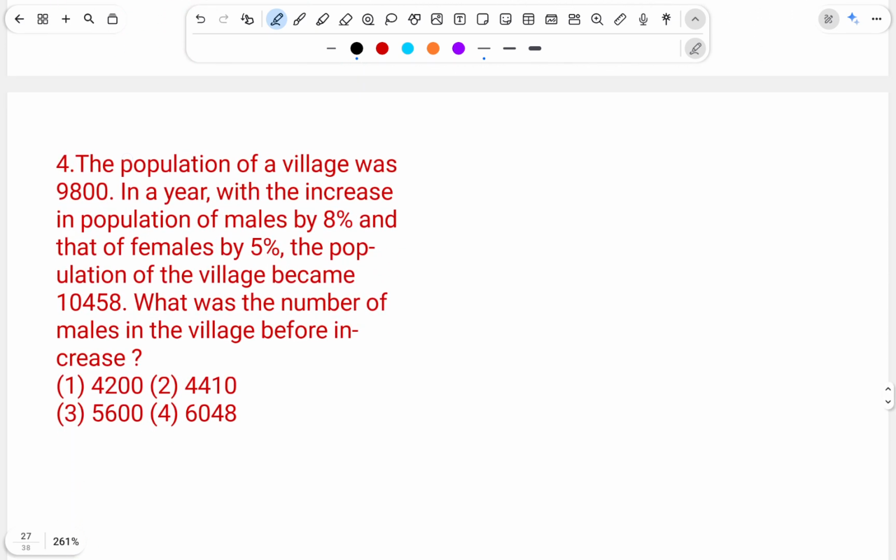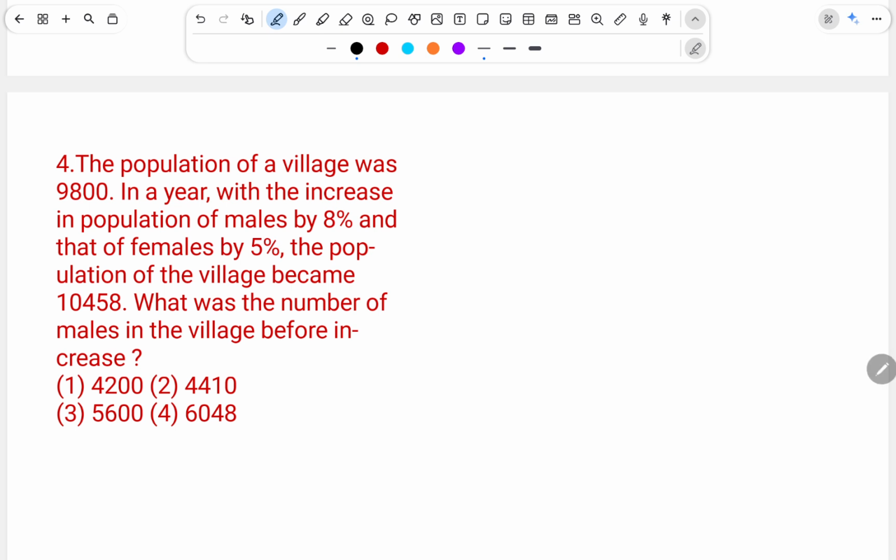Next question. The population of a village was 9,800. In a year, with the increase in the population of males by 8% and that of females by 5%, the population of the village became 10,458. What was the number of males in the village before the increase? Before the increase, they are asking.